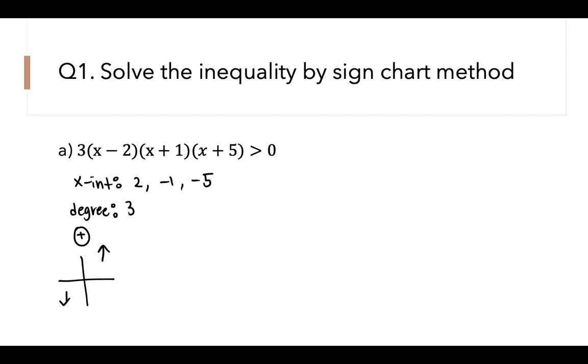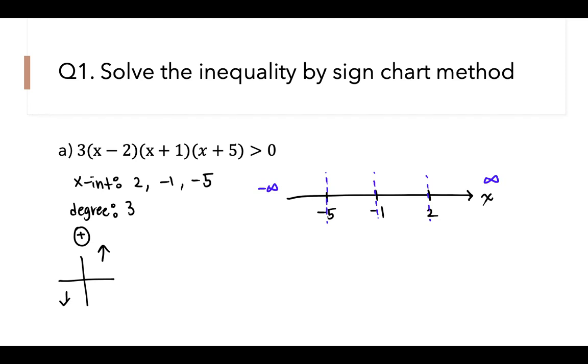Okay, so let's make the sign chart. We are going to align the numbers from small to big. So we have -5, -1, and 2. Okay, so this is my x-axis. Now let's plug in a number, so we have pretty much 4 intervals. What that means is that we have an interval from negative infinity to -5, from -5 to -1, from -1 to 2, and then 2 to infinity.